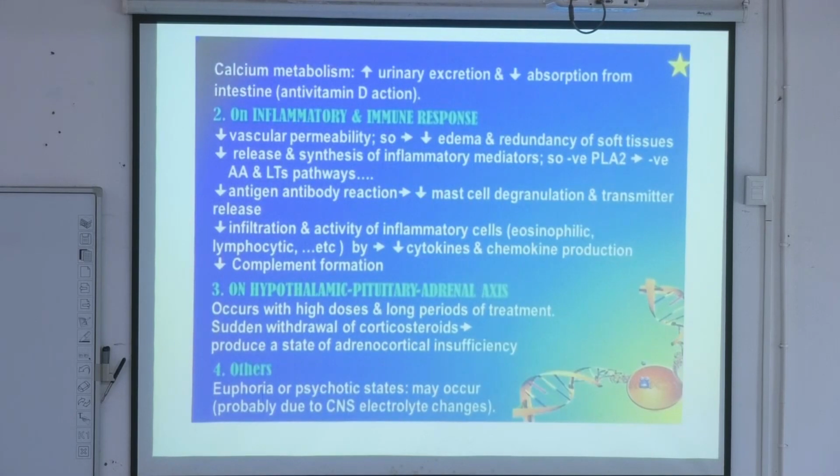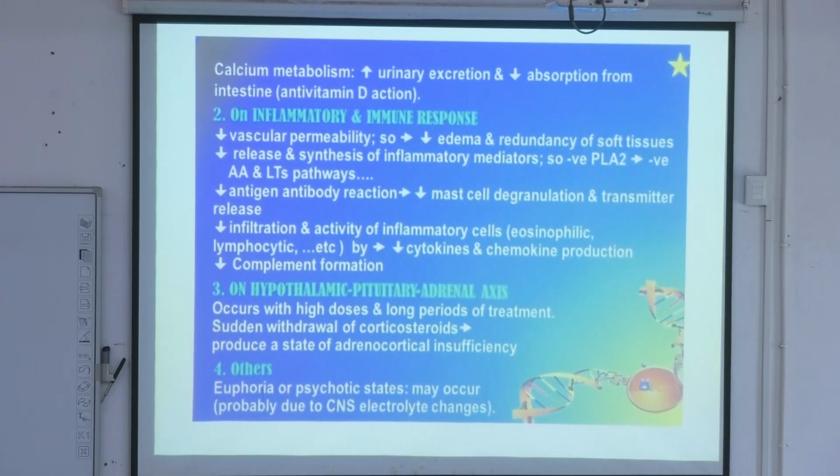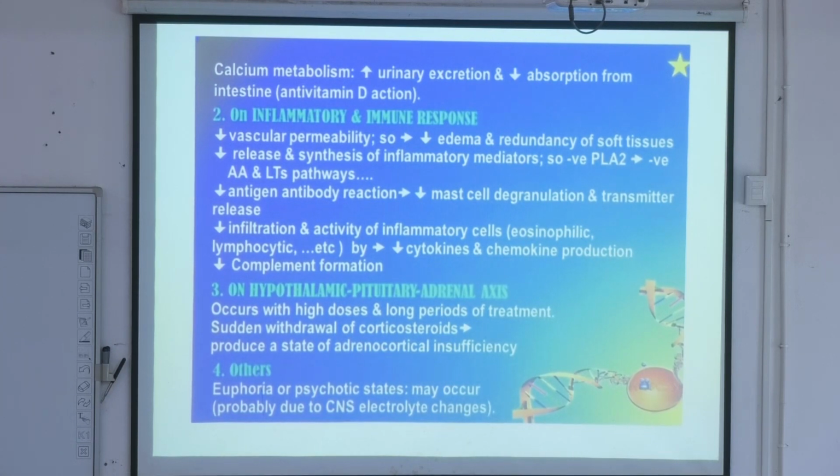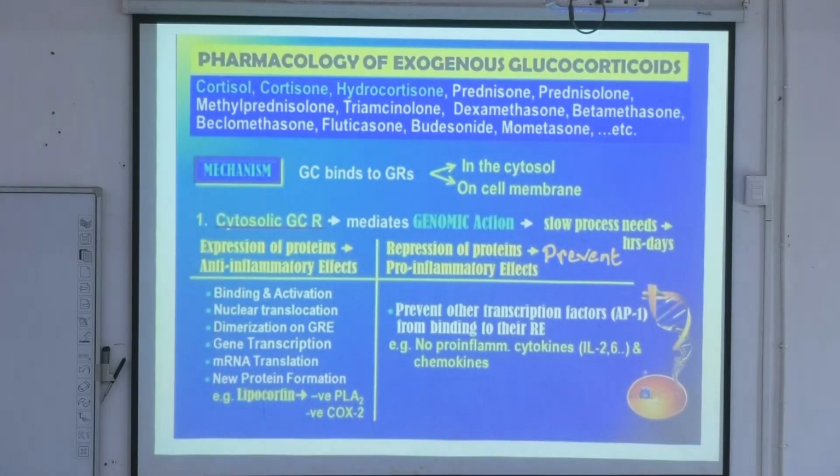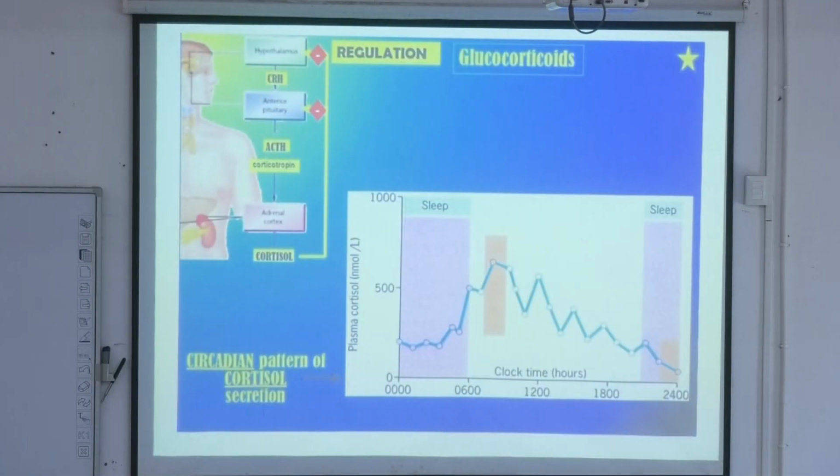Hypothalamo-pituitary axis. I will discuss this. If glucocorticoids are taken for a prolonged period or in high dose or both, there is suppression of the hypothalamo-pituitary axis. This is cortisol, and this cortisol is inhibiting release of CRH and ACTH. Okay?